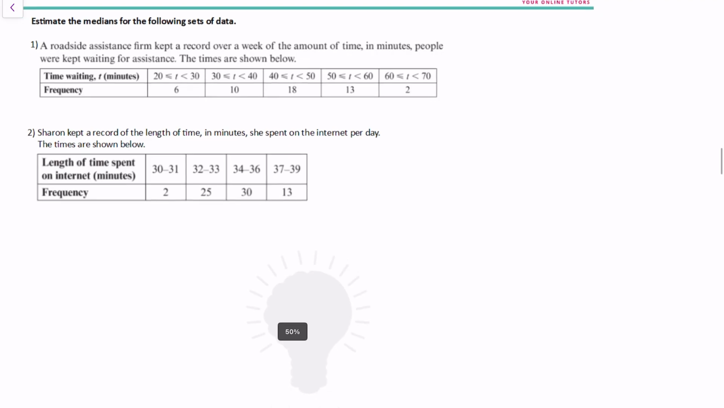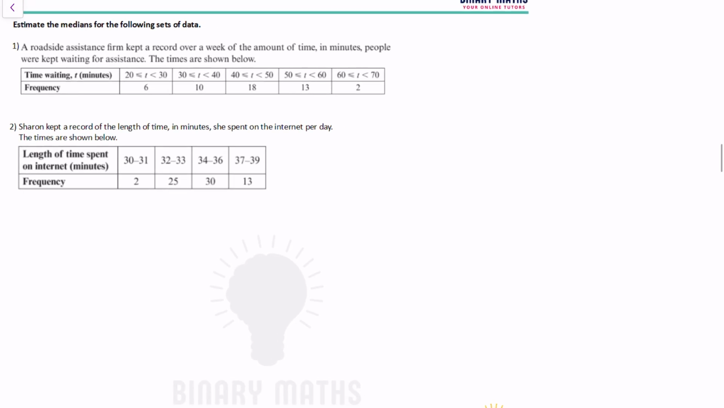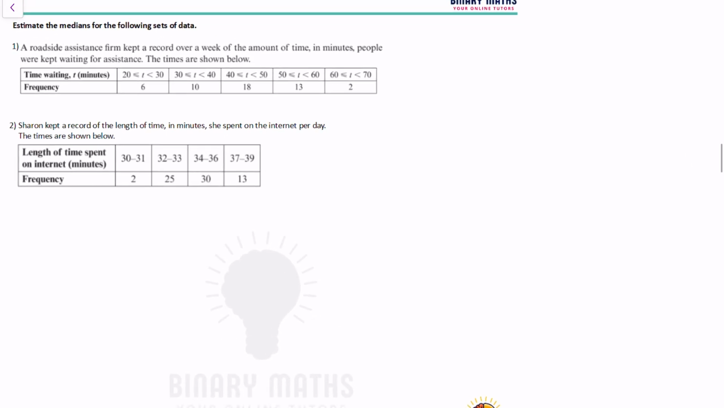Okay, so let's estimate the mean for the following sets of data. So doing the same thing, so just getting used to linear interpolation. So question 1: 6 plus 10 plus 18 plus 13 plus 2 is equal to 49. So working out the median, Q2 is equal to half of 49, which is equal to the 24.5th value.